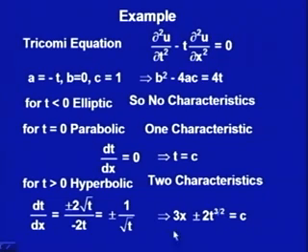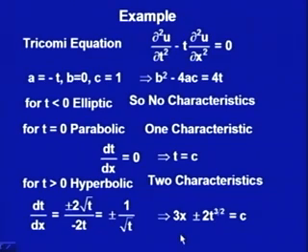Actually, we are getting two equations. One is 3x plus 2t to the power 3 by 2 is equal to c1. Another equation is 3x minus 2t to the power 3 by 2 is equal to c2. So, depending upon the value of t, we are getting these three types in the same equation, that is, the same equation can be elliptic, parabolic or hyperbolic. So, this is one example.